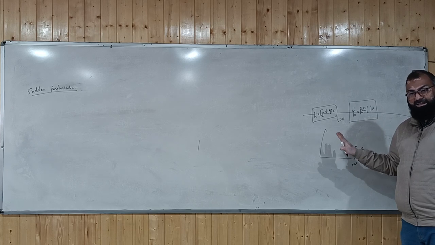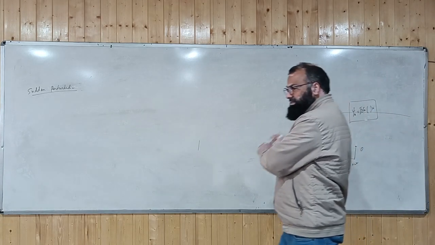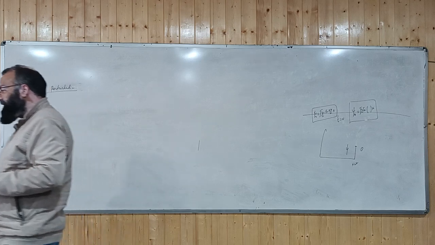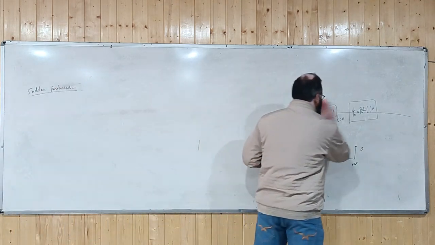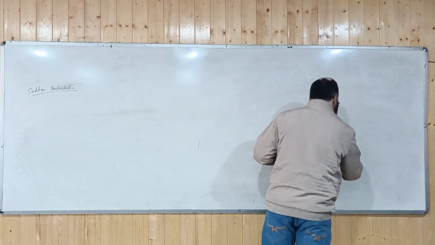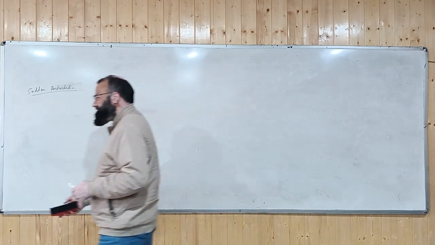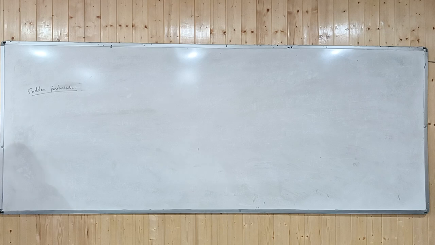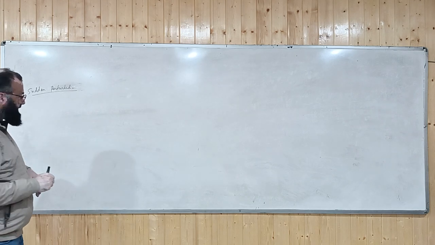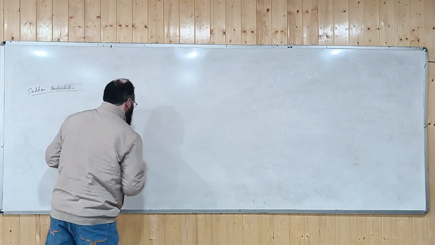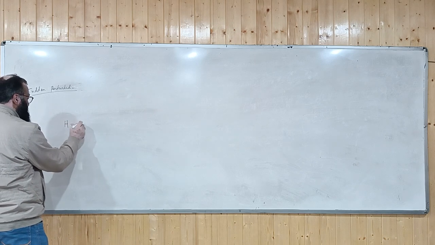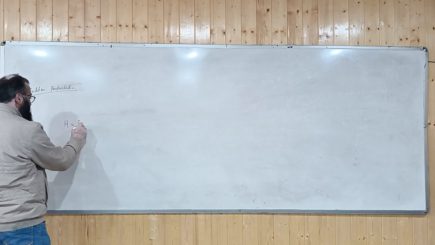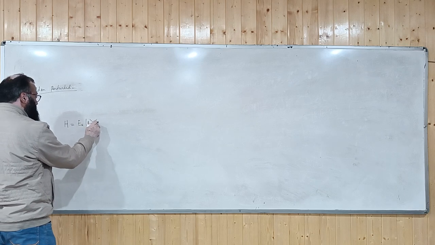Got it? This is a trivial problem, so I will not be doing that. We'll be doing something different: a two-level system problem, because that is a very robust problem, and you'll learn many things from it. Let's say you are having a two-level system. Let's consider a two-level system with, suppose, energy EA. Let's say these are the two states.